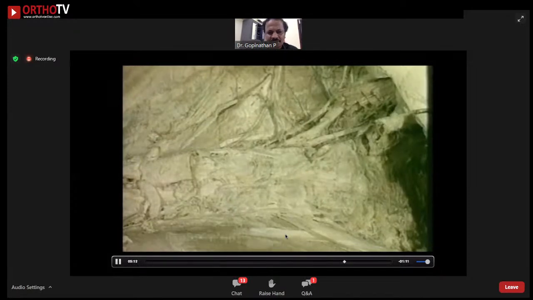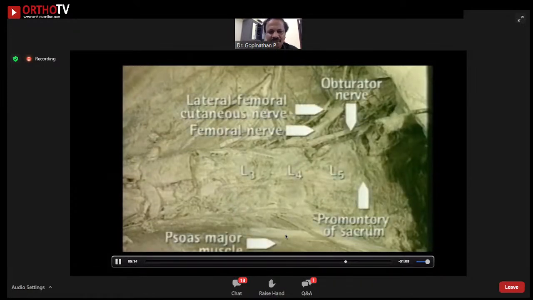Once you have the catheter in this place, in this area, you are right onto the lumbar plexus. You are at the femoral nerve, the lateral femoral cutaneous nerve as well as the obturator nerve. So that's why this is known as a 3-in-1 block. All the three nerves are blocked with one single shot of catheter placement.